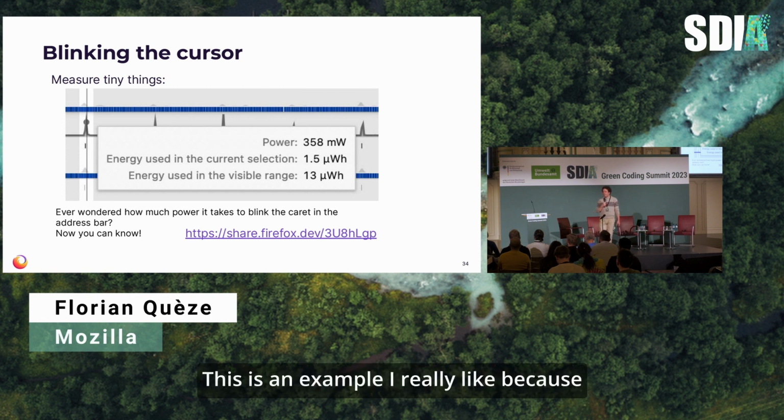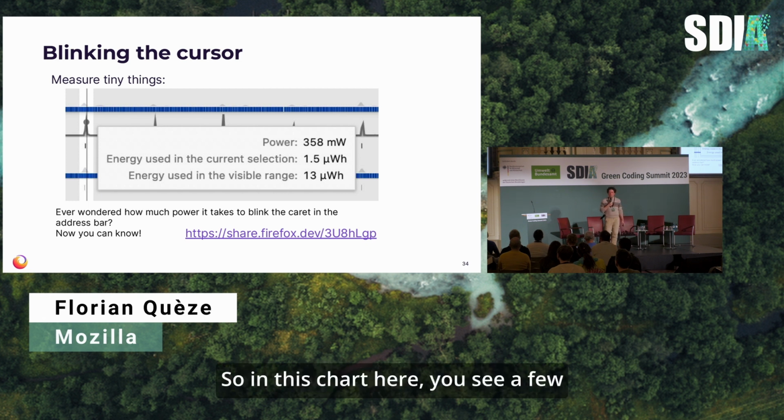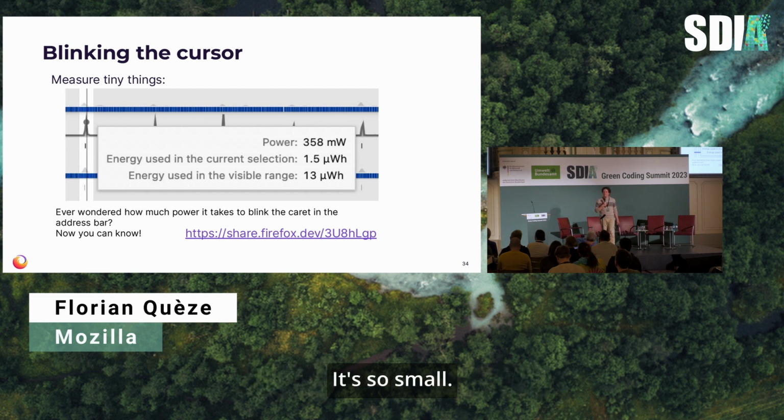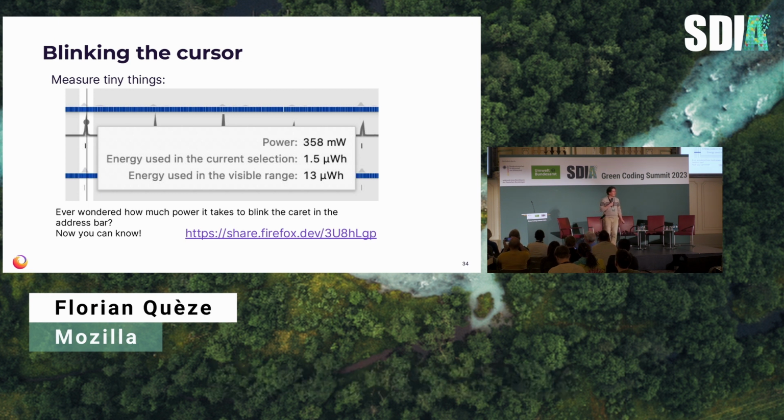This is an example I really like because it shows how precise the measurement can be. Not sure if you ever wondered if it's using power to blink the cursor on your address bar. Of course it does, because it does something. And we can measure how much. In this chart, you see a few spikes at regular intervals. Every 500 milliseconds, the cursor appears or disappears, and you can see how much it uses. But 1.5 microwatt-hours, I have no idea what that is. I can't give examples of what it is. It's so small. And by the way, we fixed this bug. On most platforms, after blinking 9 times, it stops.